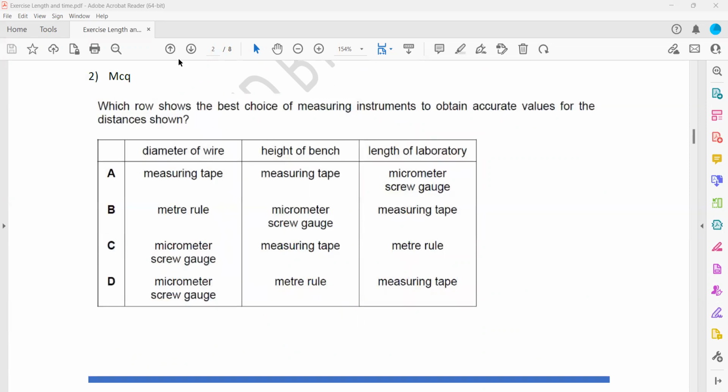In question 2, which row shows the best choice of measuring instrument to obtain an accurate value? If you want to measure very small values, small measurements are there. So what we prefer, we use a micrometer. So for the diameter of a wire, we prefer a micrometer. The height of the bench is like within a meter. So we will prefer to use a meter rule or a meter scale.